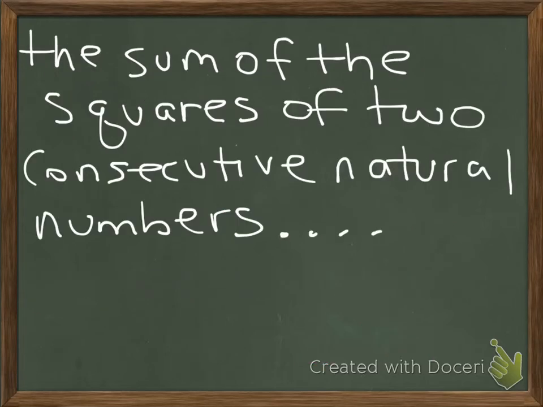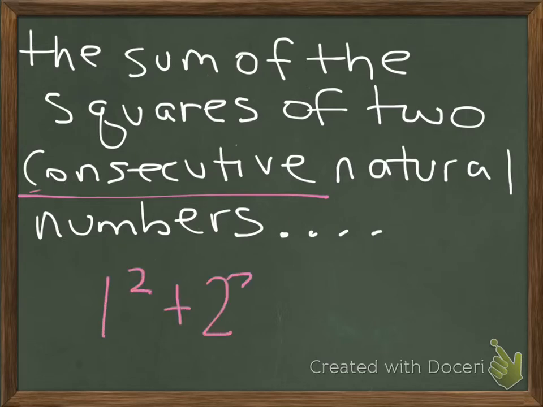Next one, also talking about numbers. So this one says the sum of the squares of 2 consecutive natural numbers. Now natural numbers basically would include anything, but consecutive means that they have to be next to each other. So just take 1 and 2. So if we do the sum of the squares of them, what do we get? We get 1 plus 4, and that gives us 5.